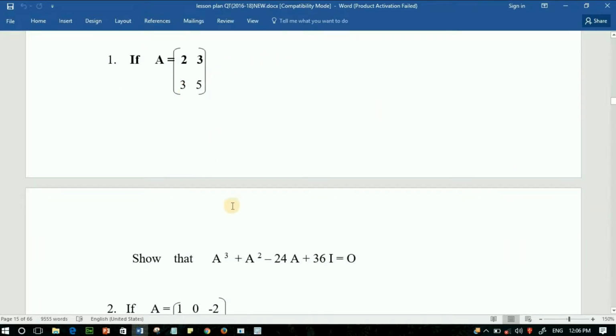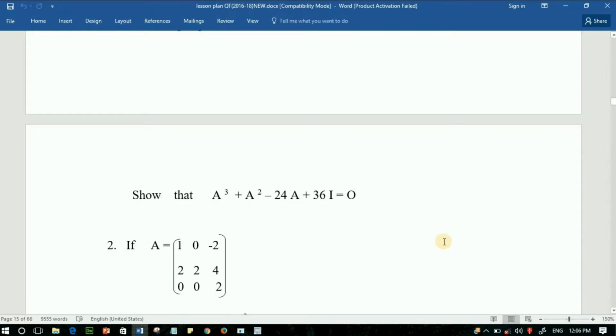A is equal to the matrix 2, 3, 3, 5. A cube plus A squared minus 24A plus 36I is equal to 0. So A cube means we have to multiply A three times. First of all, you have to find A into A. We get A squared. Then again multiply with A.